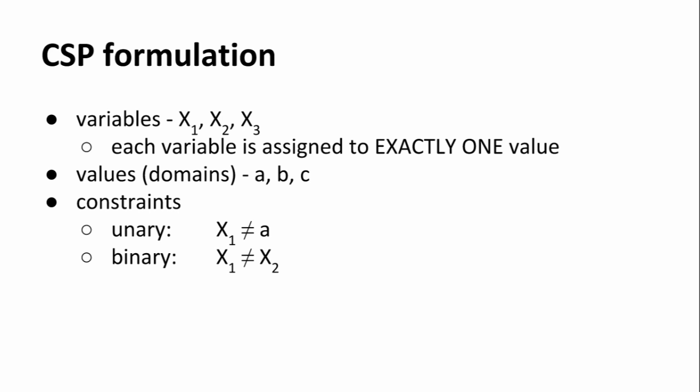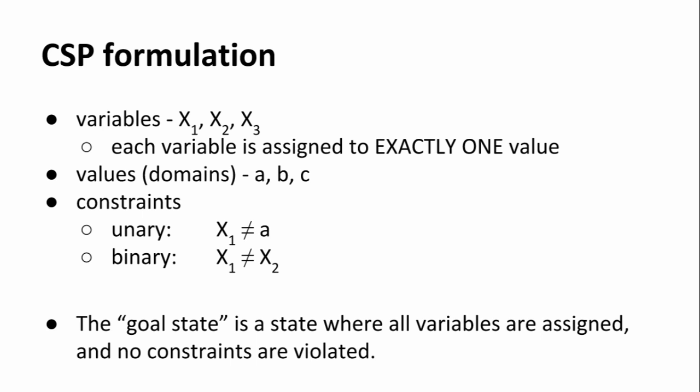And then binary constraints are constraints that exist between two variables. So they're going to look something like this. Notice here that I've listed binary constraints as just the inequality constraint. So basically two variables can't be equal. This is a very simple example, but in general, binary constraints can be anything. They don't have to be inequality constraints. And then the goal that we're looking for is a state where all the variables are assigned to some value and none of the constraints are violated.